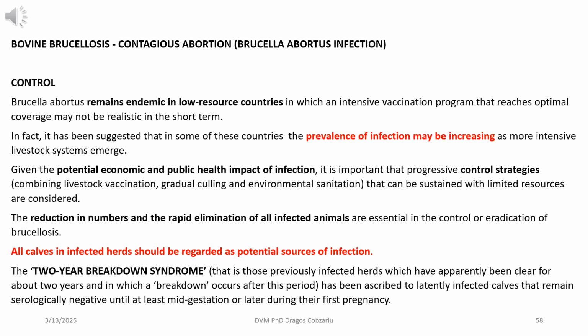The reduction in numbers and the rapid elimination of all infected animals are essential in the control or eradication of brucellosis. All calves in infected herds should be regarded as potential sources of infection. The 2-year breakdown syndrome, that is those previously infected herds which have apparently been clear for about 2 years and in which a breakdown occurs after this period, has been ascribed to latently infected calves that remain serologically negative until at least mid-gestation or later during their first pregnancy.